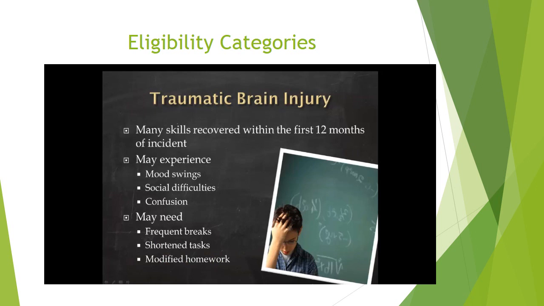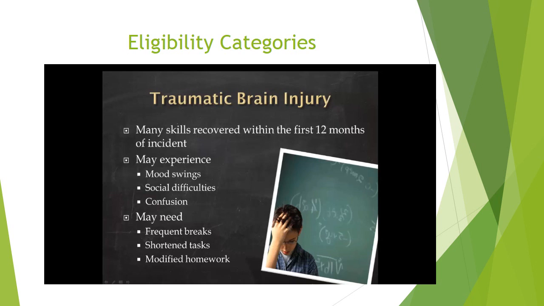A traumatic brain injury occurs when a student has an injury to the brain after birth. It may be caused by incidents such as car accidents, falls, and shaken baby syndrome. A student with a recent head injury will often recover many skills within a year of the injury, but may have some areas of deficit for the rest of his or her life. Depending on the type of injury and how recent the injury was, a student may have many of the same characteristics as a learning disability.